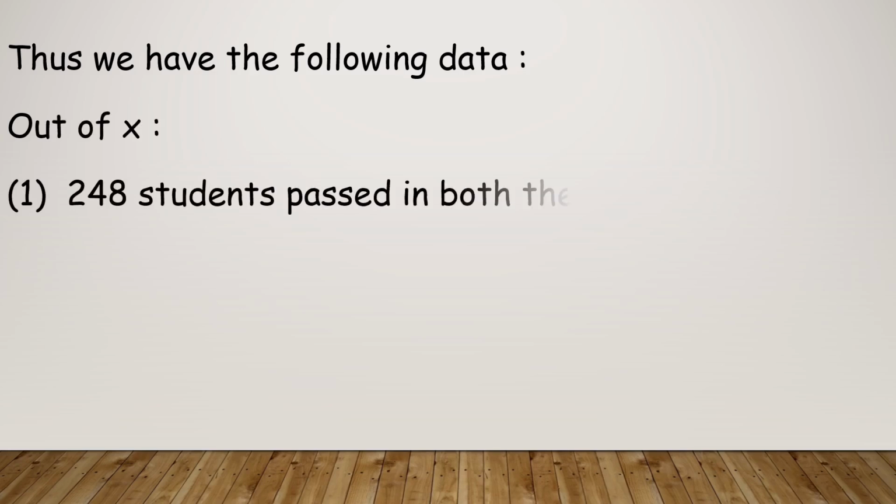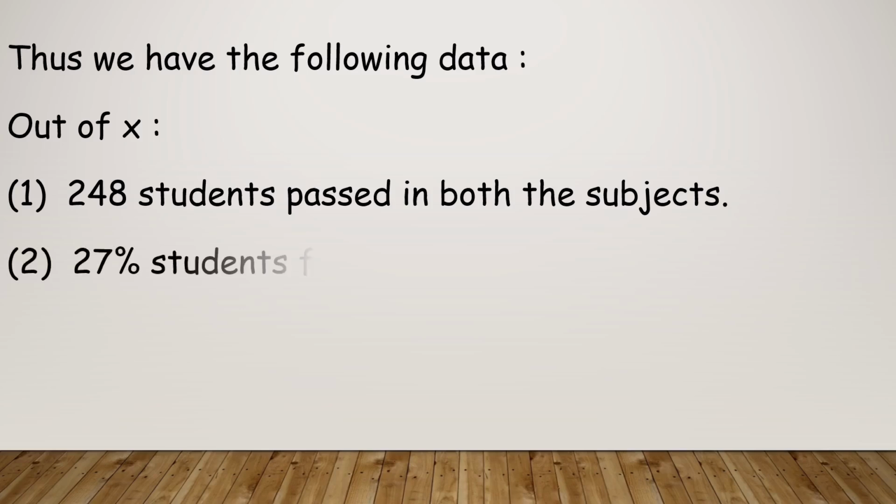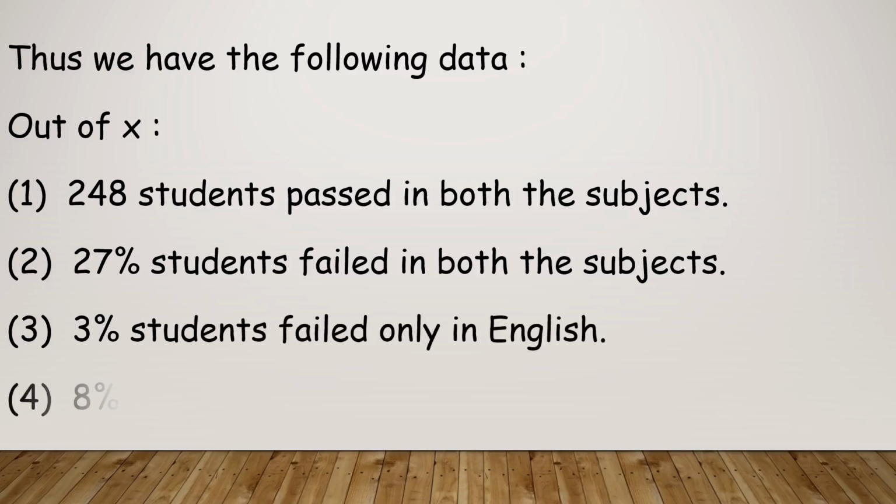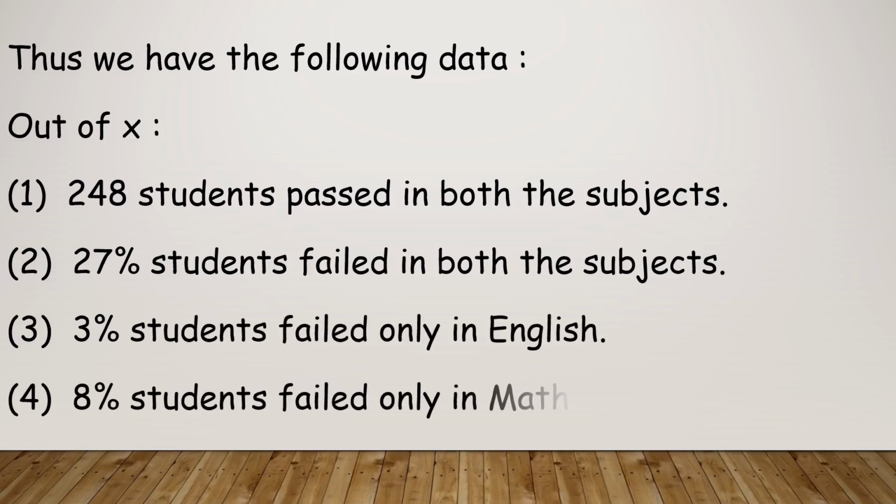Thus, we have the following data. Out of X, 248 students passed in both the subjects, 27% failed in both the subjects, 3% failed only in English, and finally 8% failed only in mathematics. And we have to find X, that is the total number of students.